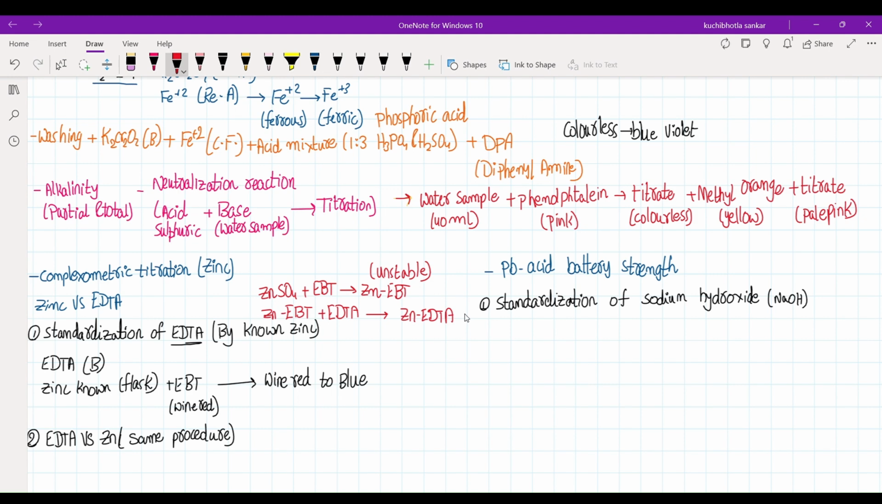Okay, so that is going to be the principle behind it, and you can write it is a complexometric titration. That means a complex is formed, zinc complex is forming, right? You can write what a complexometric titration is and you can write the steps behind it. And you can also write the full forms of these things. EBT stands for eriochrome black T, it is an indicator, and EDTA stands for ethylene diamine tetraacetic acid.